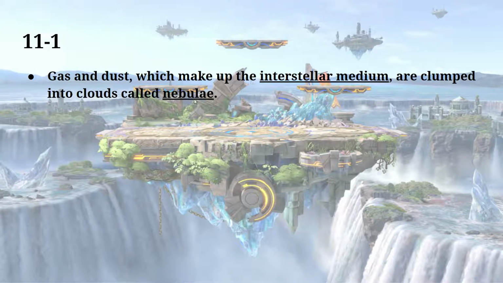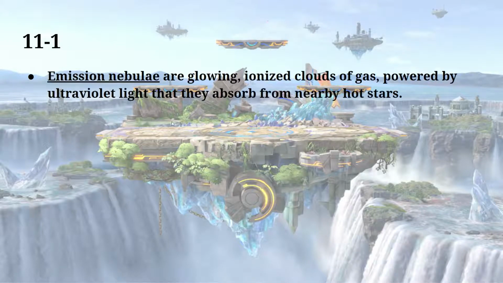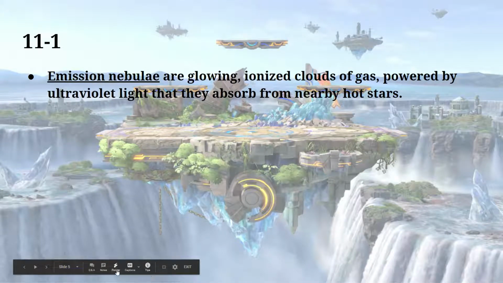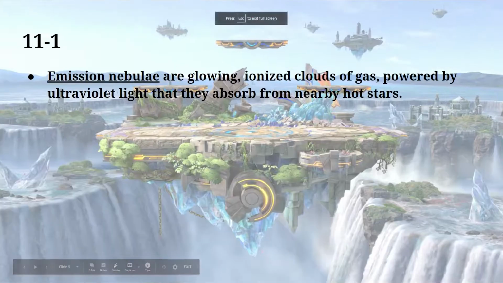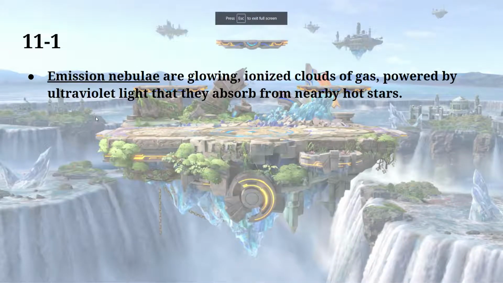But where they are clumped up, we get things called nebula. And we have talked about nebula before. We've talked about different types of nebula. First one, emission nebula. The emission nebula are the ones that give off light, right? Emission means they're giving off light. So they are glowing, and they are ionized because the stars nearby are hitting this gas with so much energy that the gas itself gets excited and starts lighting up and shooting out a bunch of colors in different directions.